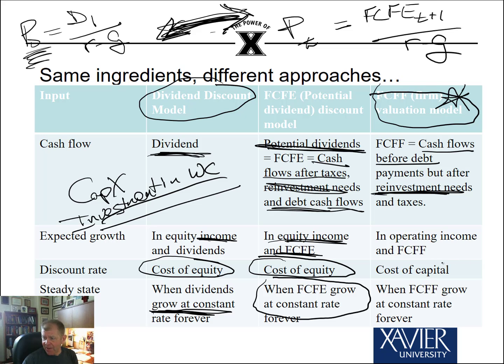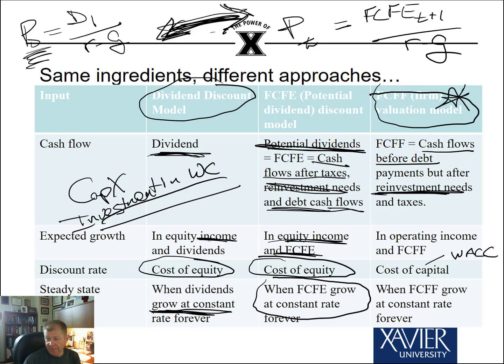So instead of discounting a free cash flow model by the cost of equity, we're going to discount by a weighted average cost of capital, because these are cash flows generated for all of the investors.